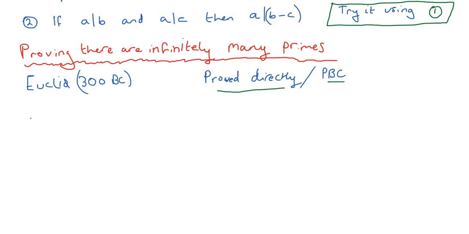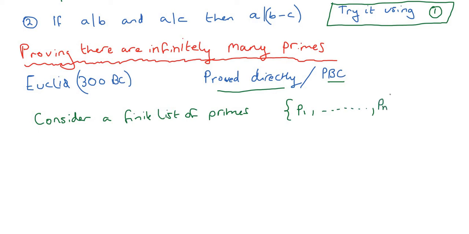Right, so what we want to do first is consider a finite list of prime numbers. So let's call these P1 up to Pn. I'm going to write them in a set. So Pn is our biggest prime. What we're going to do is try to show that there exists at least one prime not on this list. So we will show that there is a prime not on this list.